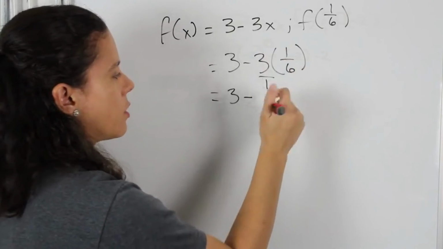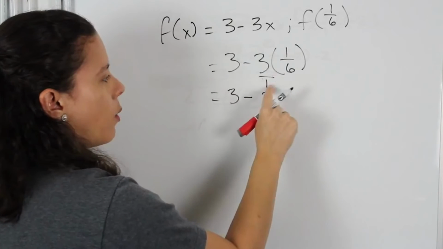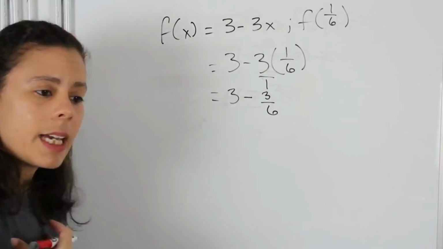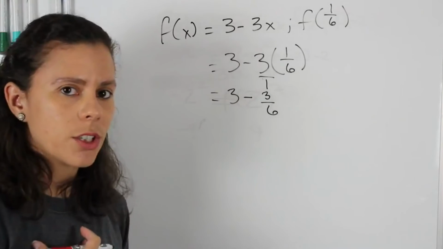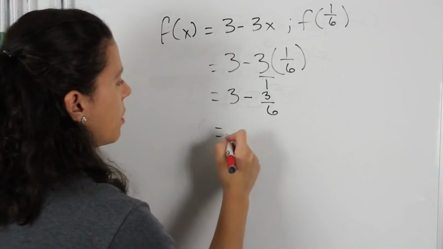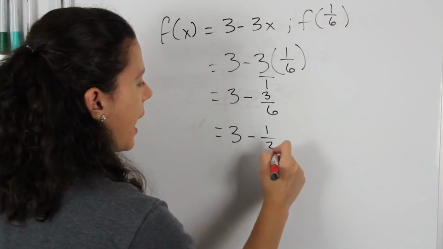So 3 times 1 is 3. 1 times 6 is 6. So this is going to be 3 over 6. I like to simplify fractions as fast as I can. So I'm going to rewrite this as 1/2. Okay, so I'm going to do 3 minus 1/2.